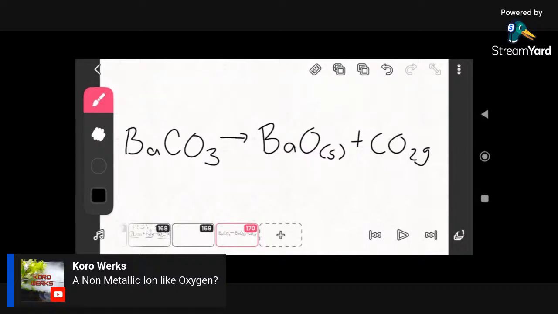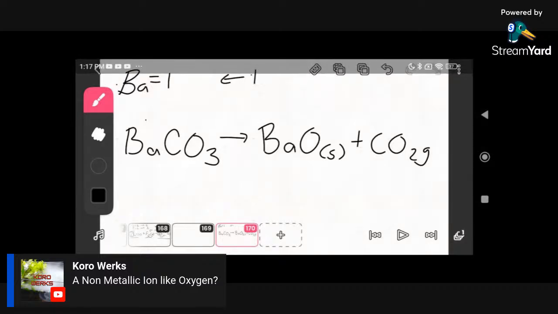Let's count them again. So we got the molecule Ba on the left side, right? We got Ba, we got one right here for sure. Hold on, let me erase that 1 because if a chemist sees that, they're gonna be like, "Hey, that's wrong." Okay, so we got a Ba is 1 right there. All right, and then on the right side, I also have 1.